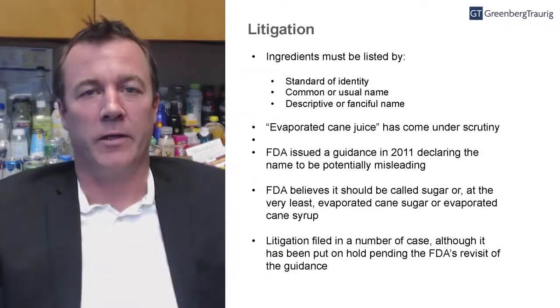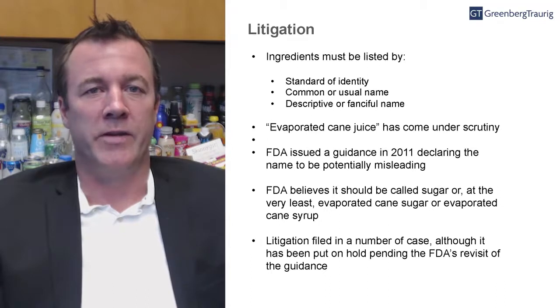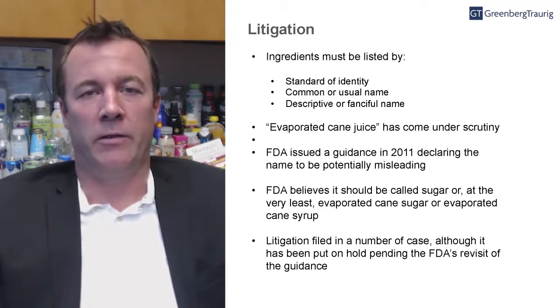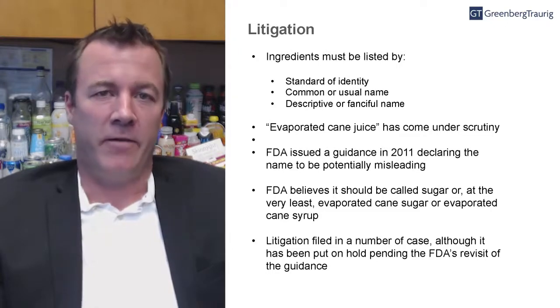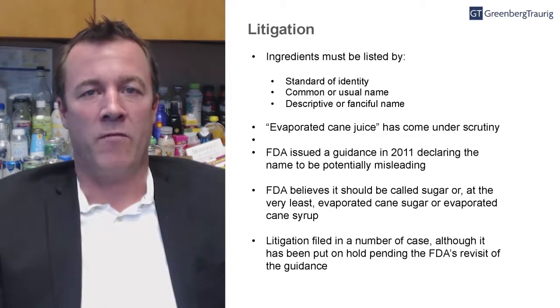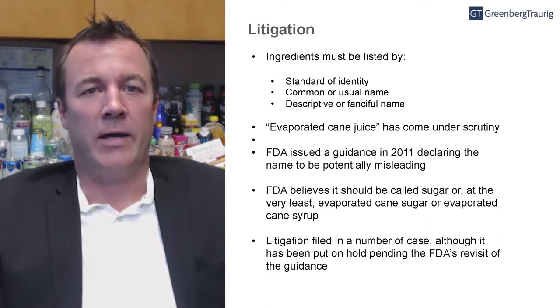The last category of litigation that I wanted to discuss briefly is the proper identification of the name of an ingredient in the list of ingredients. A sweetener that the FDA has brought attention to is evaporated cane juice. In 2011, the FDA issued a draft guidance for industry that indicated it believed that the use of the name evaporated cane juice was misleading to the public because it implied that it might be healthier by use of the word juice than it might otherwise be.